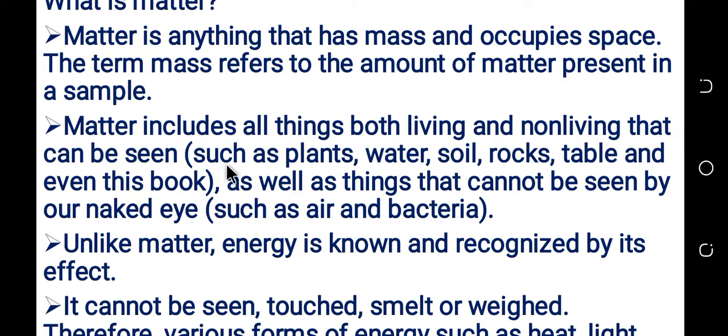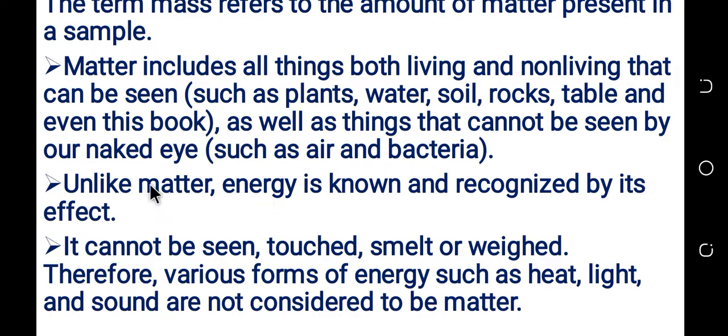Matter includes only things that can be seen by our naked eye. True or false? False, because it also includes things that cannot be seen by our naked eye. ማለት በአይናችን ማየት የማንችላቸውንም ስለሚጨምር ማለት ነው.